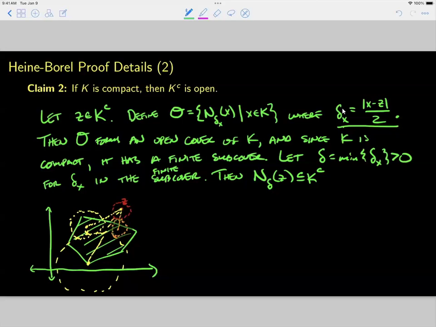So what you've shown is that, big picture, take an arbitrary point in K complement, there is some neighborhood around that point that's entirely within K complement. That's the same thing as saying that Z is an interior point of K complement. Since it was an arbitrary choice of point in K complement, that must mean every point of K complement is an interior point, and hence K complement is open. Since K complement is open, K must be closed, which is what we really wanted.